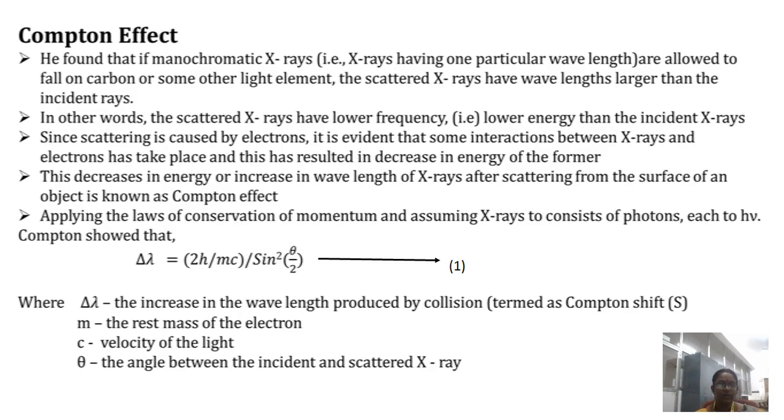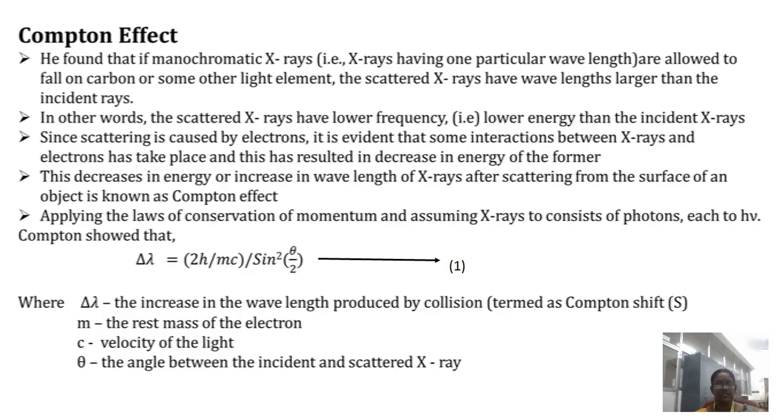Then we are going to see about Compton effect. Compton found that if monochromatic X-rays, that is X-rays having one particular wavelength, are allowed to fall on a carbon or some other light element, the scattered X-rays have wavelength larger than the incident rays. So the scattered rays have lower frequency, that is lower energy than the incident rays. Scattering is caused by the electrons, and it is evident that some interaction between X-rays and electrons takes place, and this results in a decrease in energy of the former.